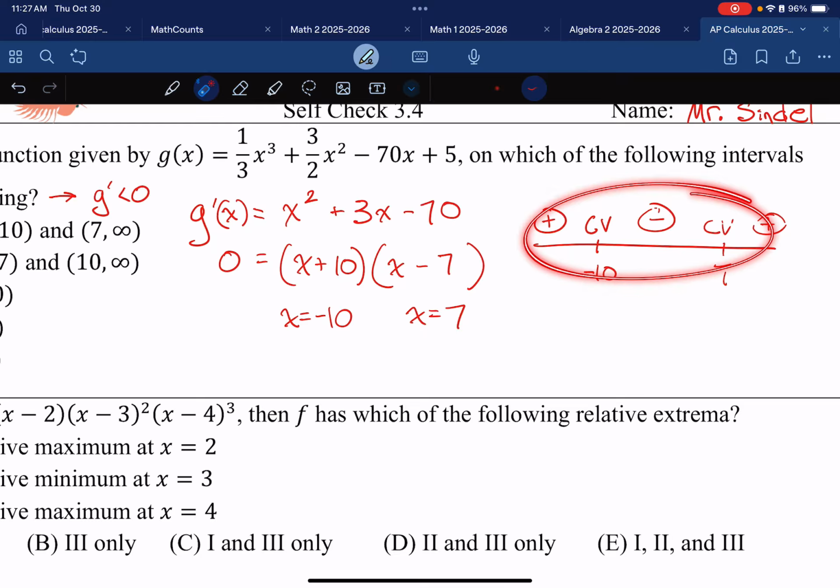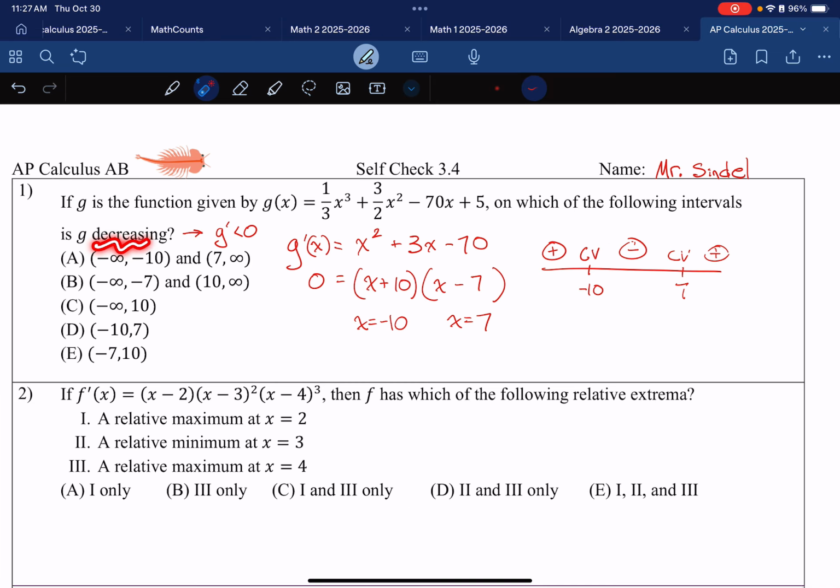Therefore, we have a negative and then switches back to a positive. So we have our sign chart all complete, and we can come back and answer where are we decreasing, where is G prime negative. G prime is negative right there. We can highlight this interval right here, which is all the values between negative 10 and positive 7. Negative 10 to positive 7 is D.